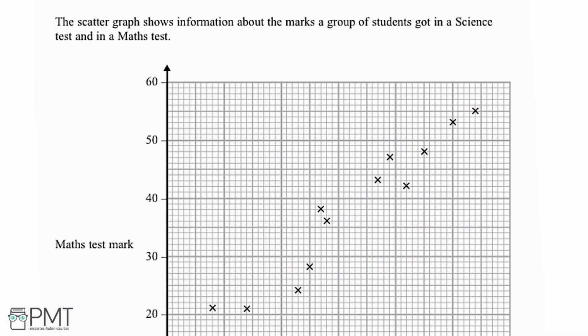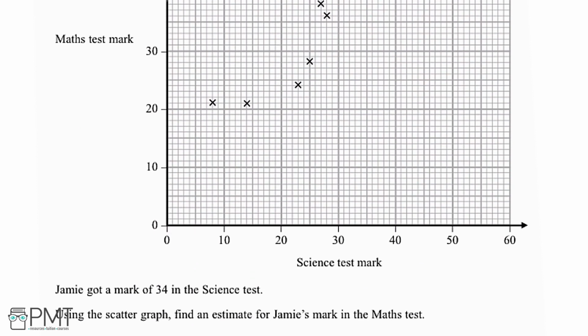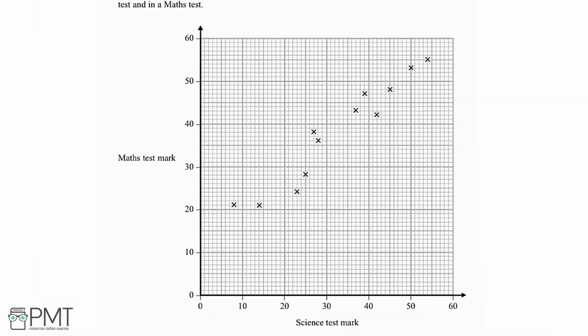The scatter graph shows information about the marks a group of students got in a science test and in a maths test. Jamie got a score of 34 in the science test, so using the scatter graph we want to find an estimate for Jamie's mark in the maths test. You can see we've got loads of samples here on the scatter graph, and we see there's a general trend. If they did better on the science test, they also did better on the maths test. We see the trend sort of going like this.